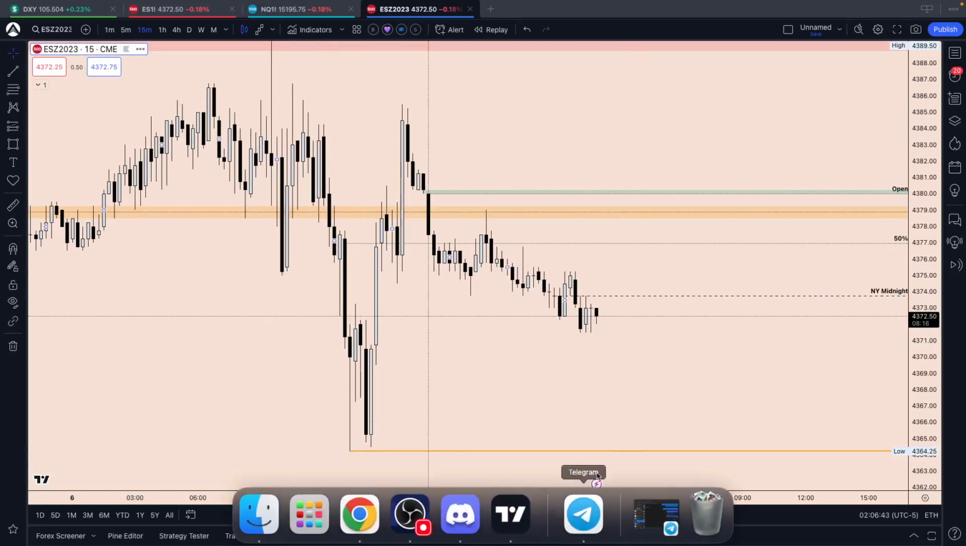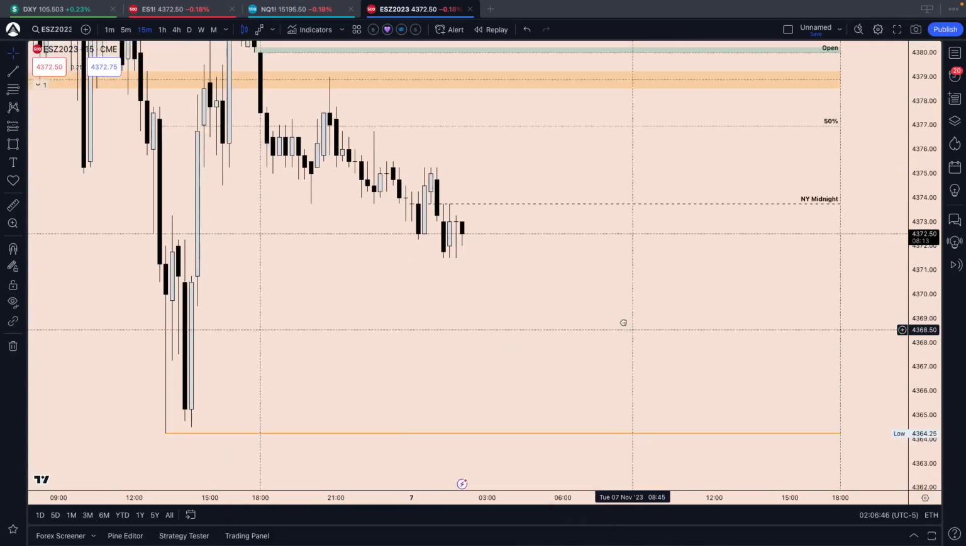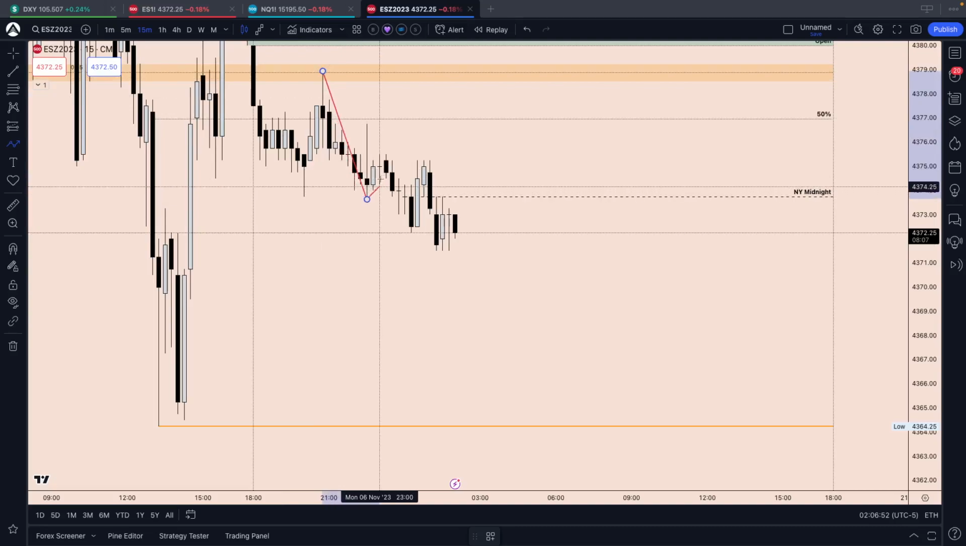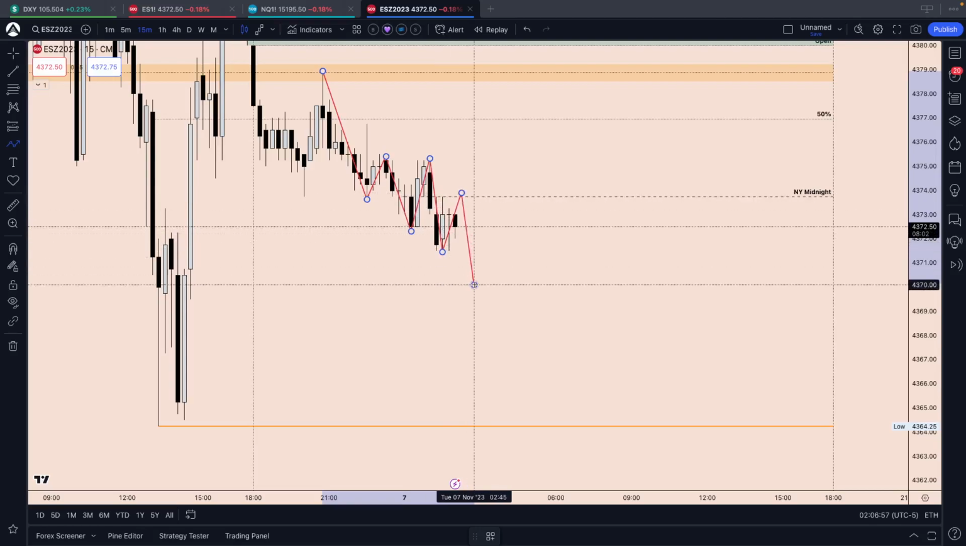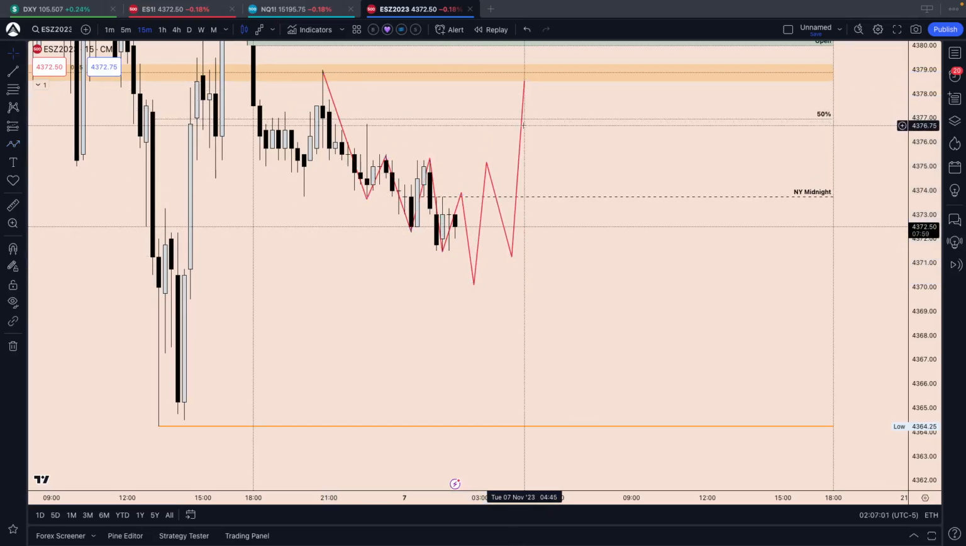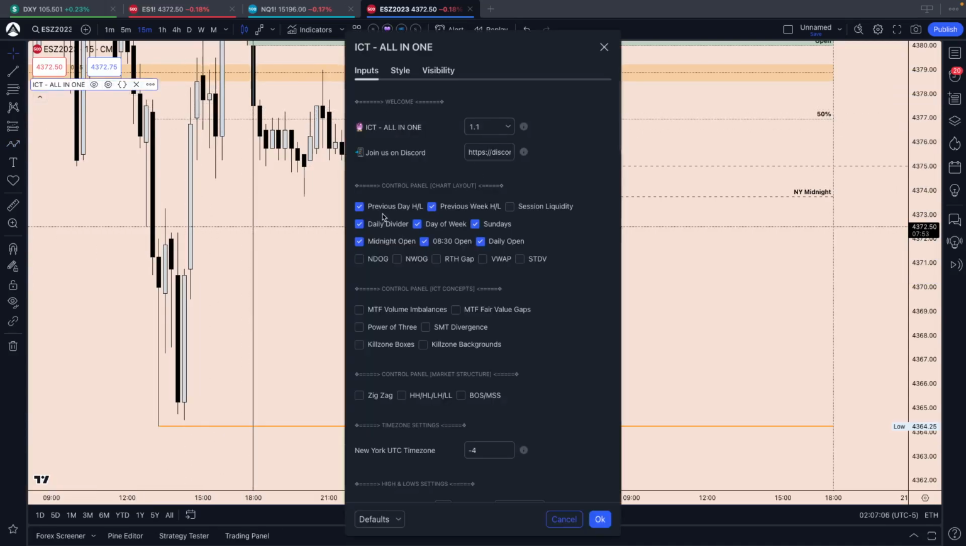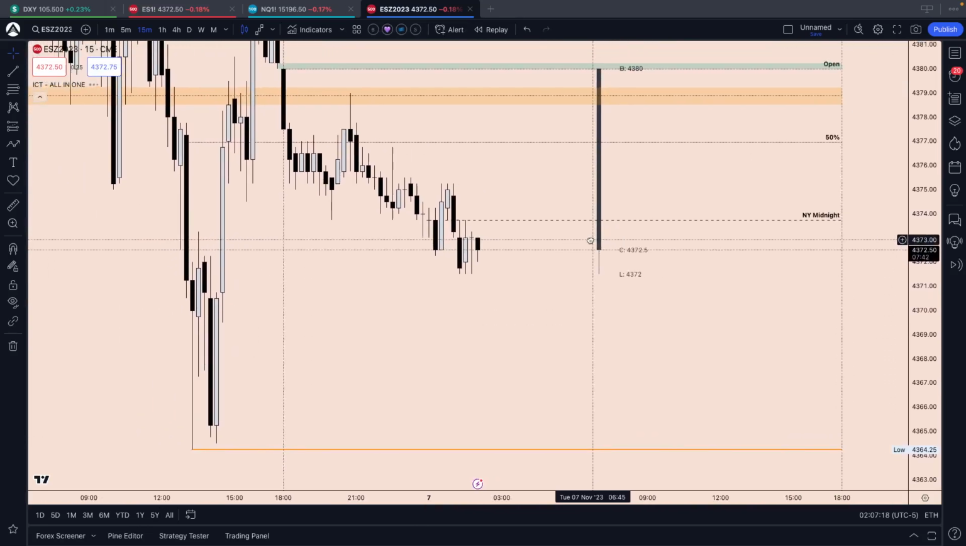Market structure shift. No. But looking at the 15-minute market structure, pretty obvious what we're inside of right now. Lower low, lower high, lower low, market structure shift, boom. That's what we're looking for, being at the low of the day. Power of three indicators should load though. We've made all these drawings manually today, so we don't need them. Only want to see the power of three indicator to the right. There we go. Yeah, a pretty bearish candle so far on the daily.